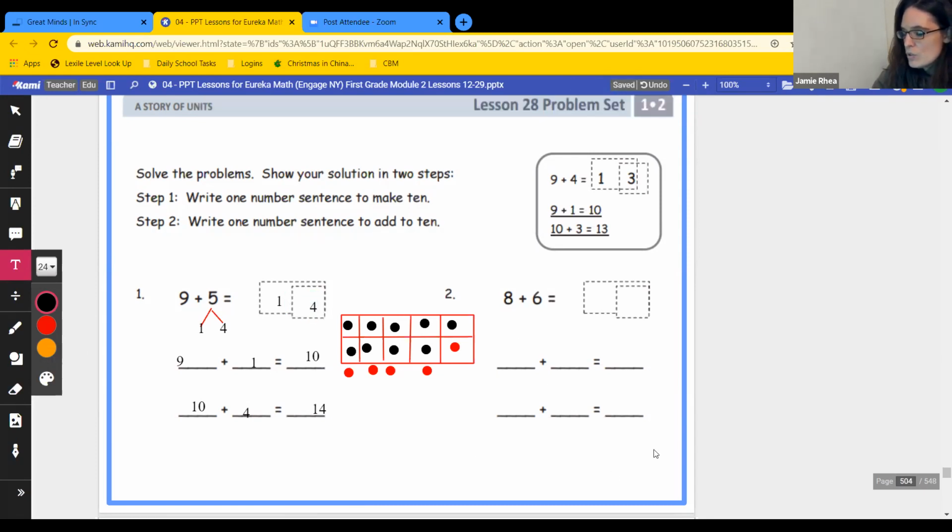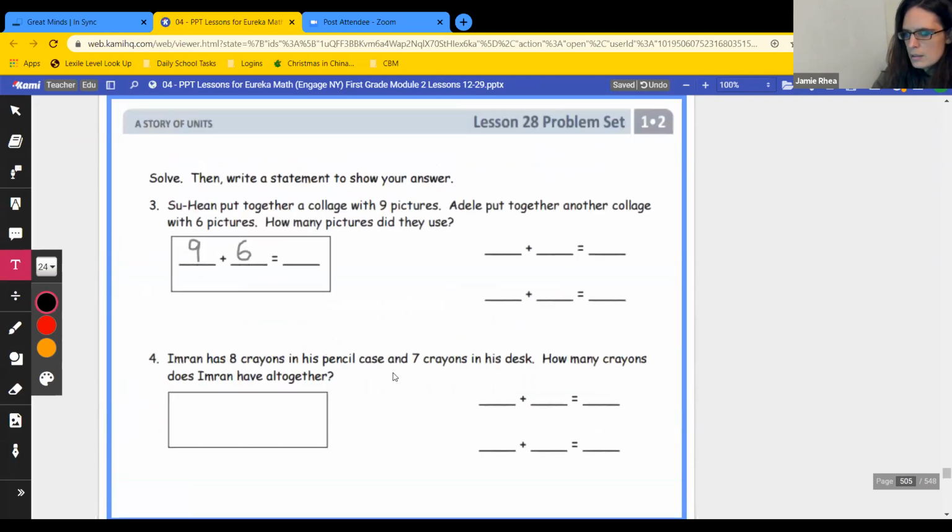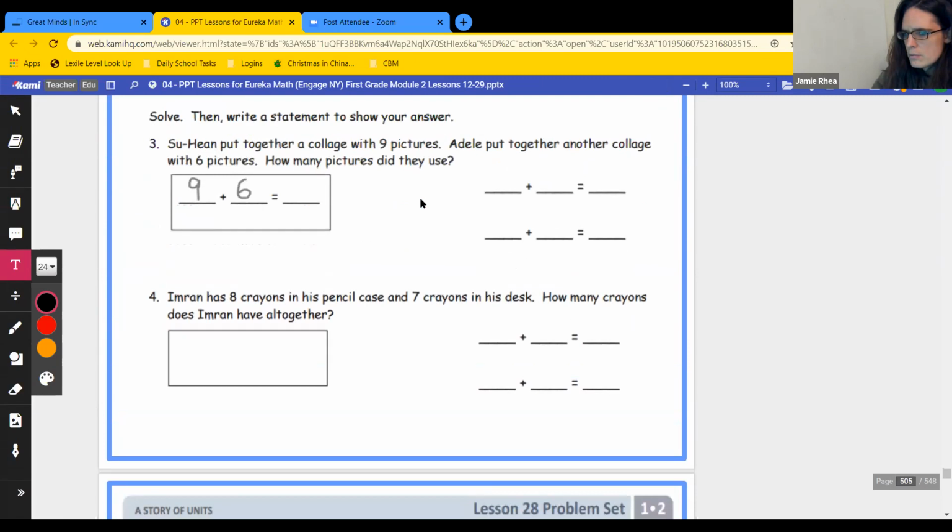Okay. You're going to do the same thing on number 2. If you don't want to use the 10 frame, that's up to you. If you do, you can either do it here on your problem set, or you can do it on your whiteboard. Okay. All right, let's come down here. Let's read our instructions. Solve, then write a statement to show your answer. Okay, so number 1 has kind of been done for you.